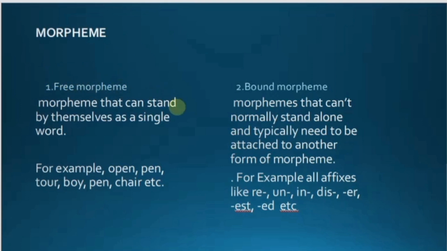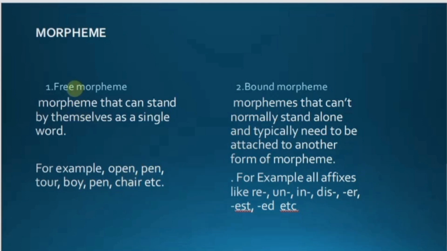Free morphemes are the morphemes that can stand by themselves as a single word. Means they are free, they are independent. Like the words open, pen, tour, boy, chair. These are the words that can stand alone. They do not need other words to make their meaning clear.